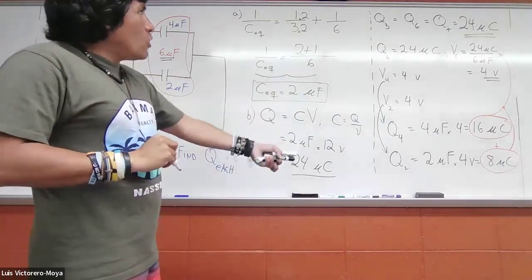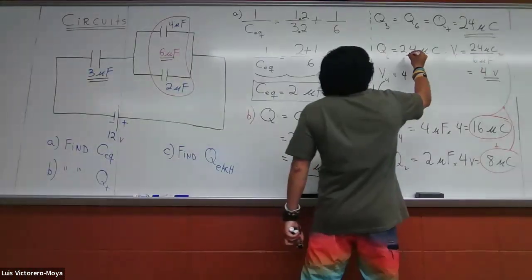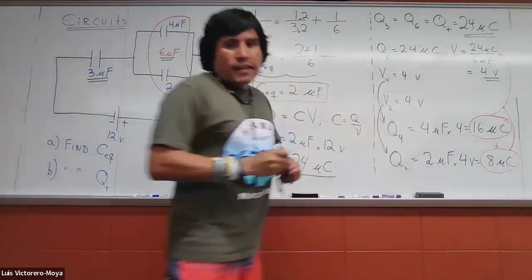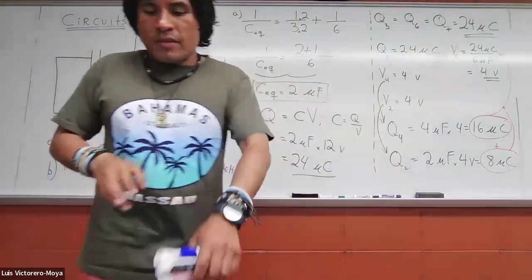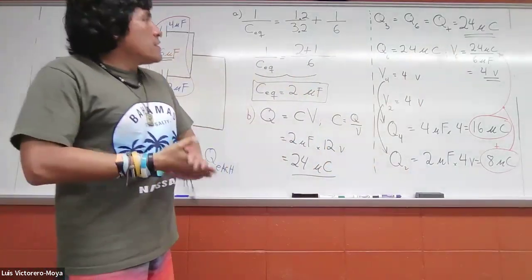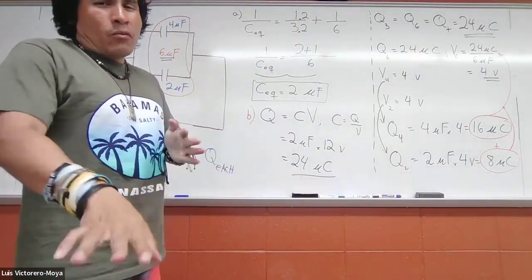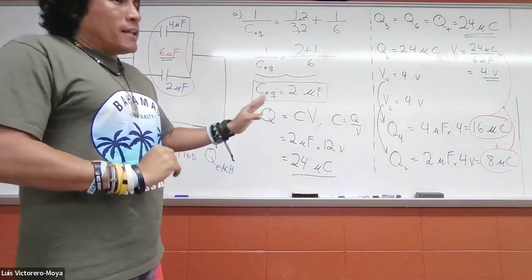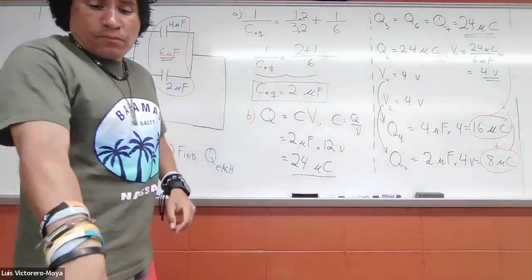Q on 4, Q on 2, and Q on 6. That's how you do problems where you have circuits of capacitors. I will do a couple more at least. But are there any questions?